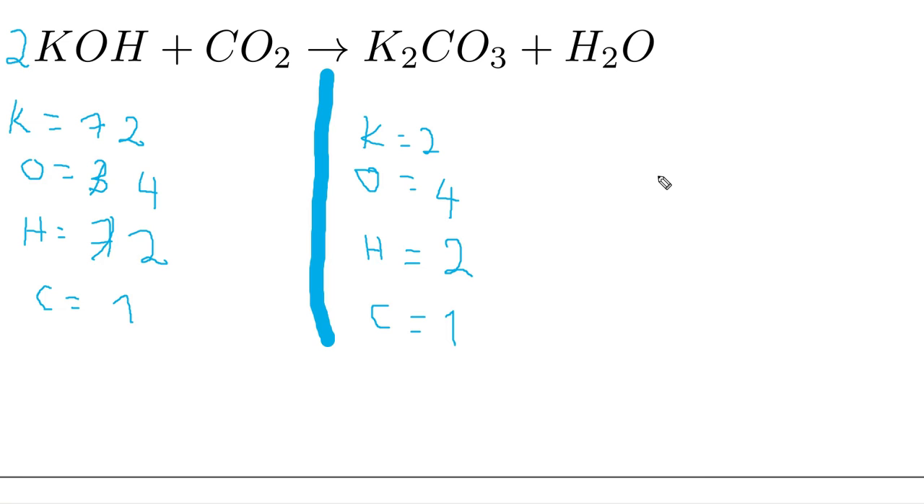This is how to balance a chemical equation. It's just doing mass, checking each element and trying to see that each element on the left hand side has the same number of atoms as the elements on the right hand side.